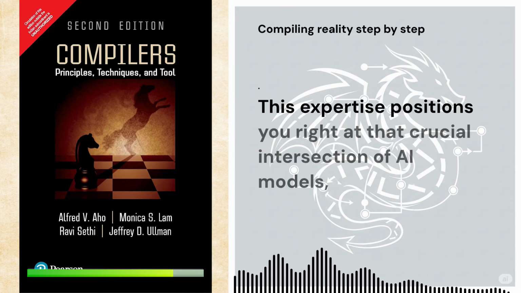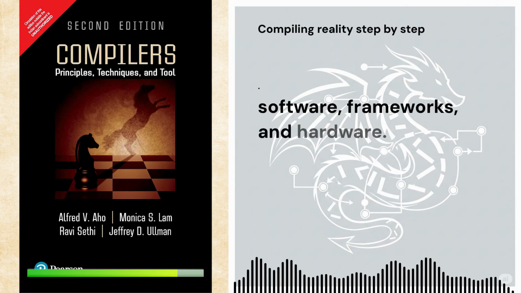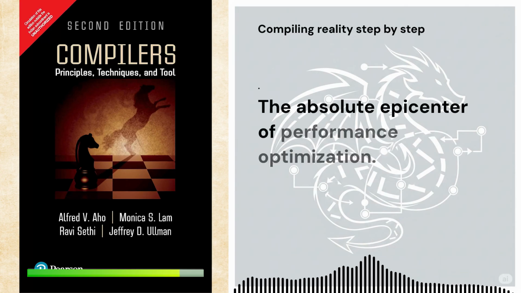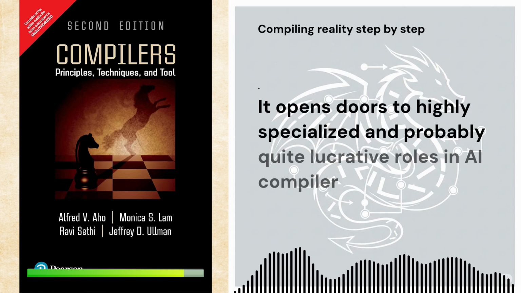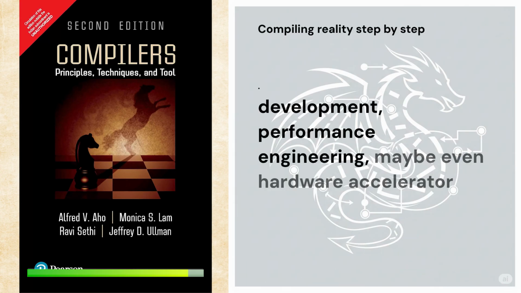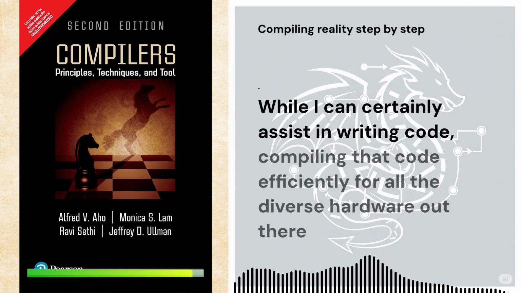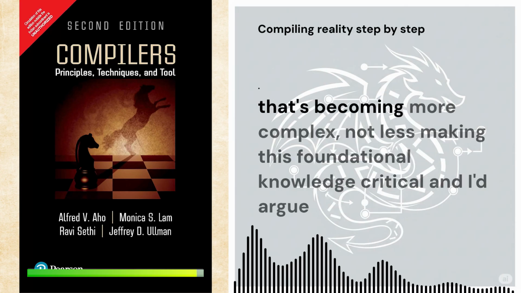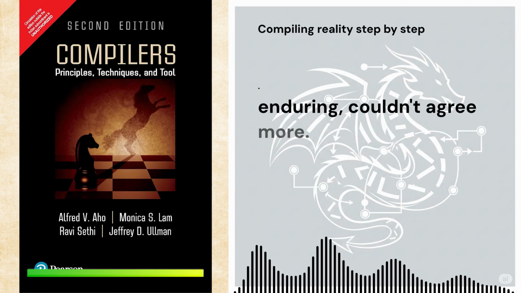Exactly. This expertise positions you right at that crucial intersection of AI models, software frameworks, and hardware, the absolute epicenter of performance optimization. It really does. It opens doors to highly specialized and probably quite lucrative roles in AI compiler development, performance engineering, maybe even hardware accelerator co-design. While AI can certainly assist in writing code, compiling that code efficiently for all the diverse hardware out there, that's becoming more complex, not less, making this foundational knowledge critical and, I'd argue, enduring. Couldn't agree more. It's a deep skill.